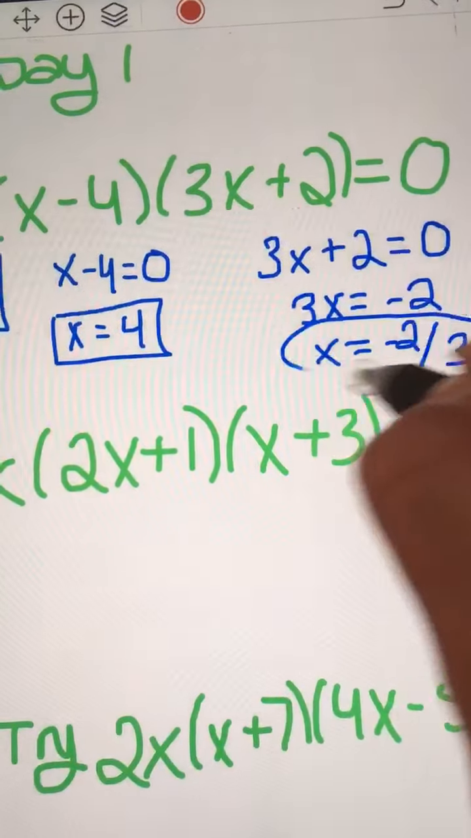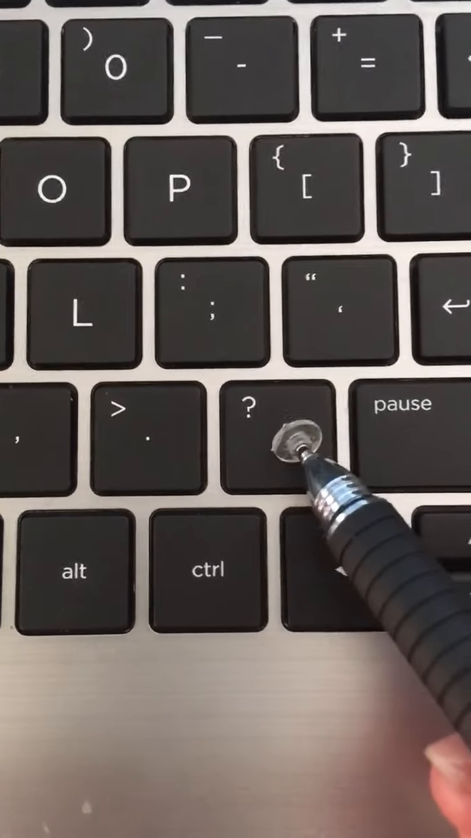When you're doing IXL, to put a fraction in there, you use this key. So you would put negative 2, this button, over 3.